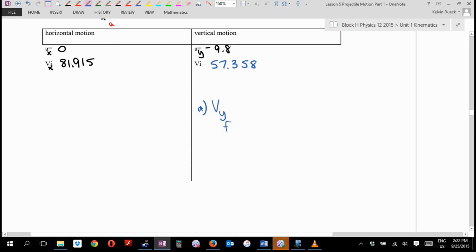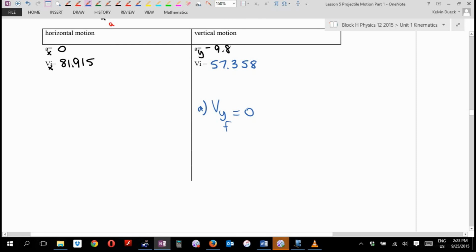Because you know what Vx is? I can tell you at the top, 81.915. You know what Vx is 1/3 of the way through? 81.915. You know what Vx is right before we hit the ground? Everybody, 81.915, because that's not going to change. So when you said V final is 0, I want you to start always thinking in components, in 2 dimensions. Vertical, Vy final is 0.